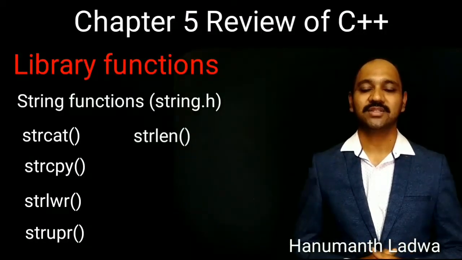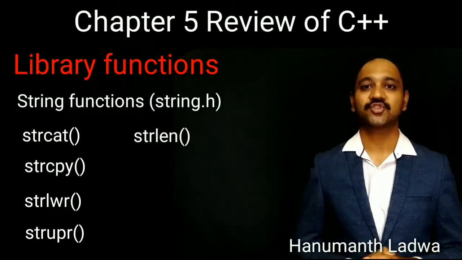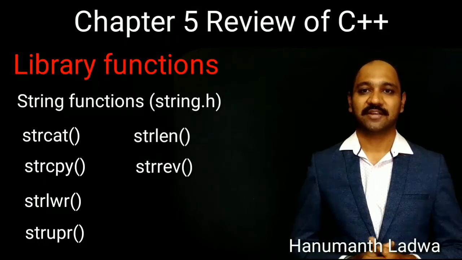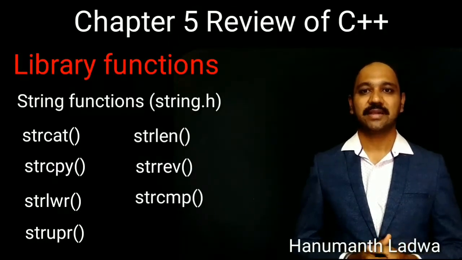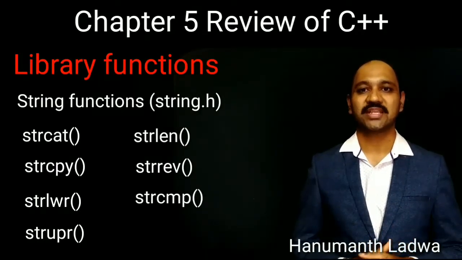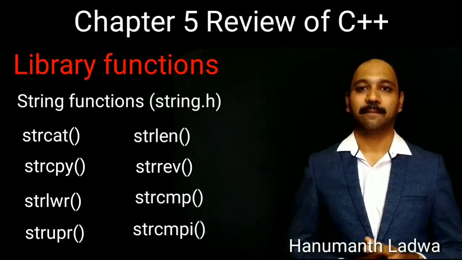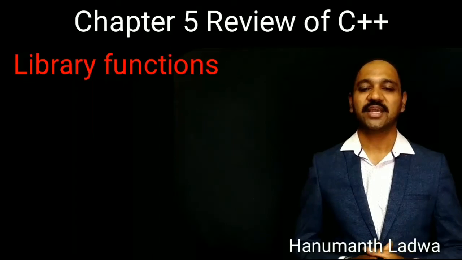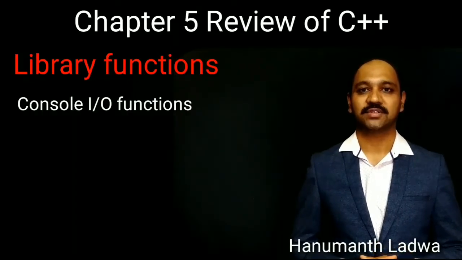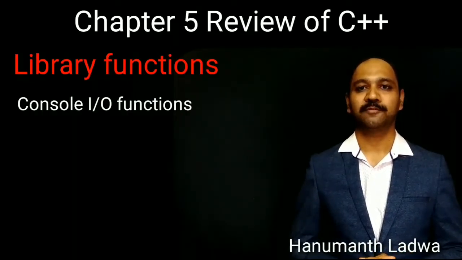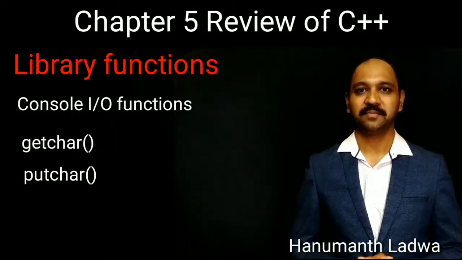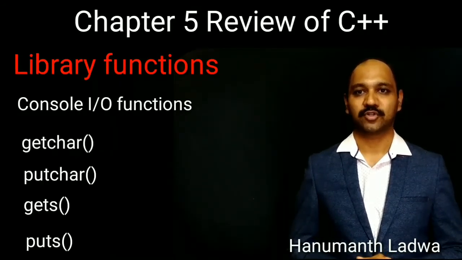strlen returns the number of characters present in a string. strrev gives us the reversed string. strcmp compares two strings. strcmpi compares two strings, case insensitive. Next we'll study console input output functions. There are four console input output functions. The first one is getchar, putchar, gets, puts.